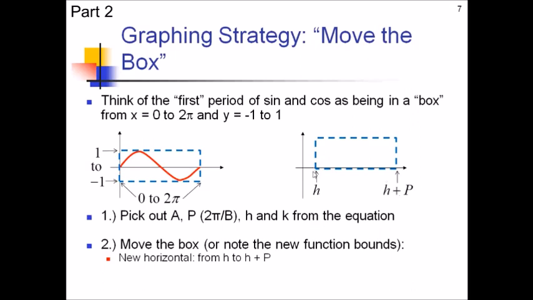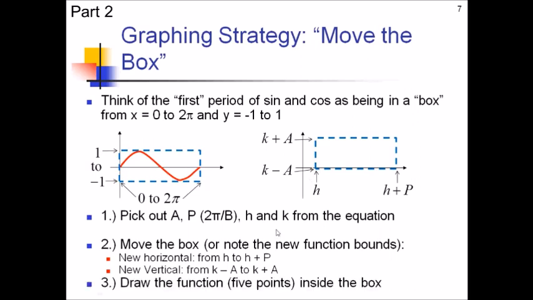Now how about the bottom and the top of my wave? For those, I'm going to do the midline minus the amplitude to get the bottom, because the midline's in the middle and the amplitude tells you how far you have to go from the middle to get to the top or the bottom. To get the top, I have to do the midline k plus the amplitude a. And then I'm just going to redraw the function using my 5 different points inside the box. So if I have a sine function, I start at my new midline and then I go up, down, down, up, and call it a day.